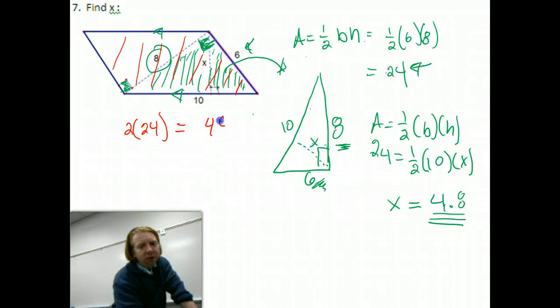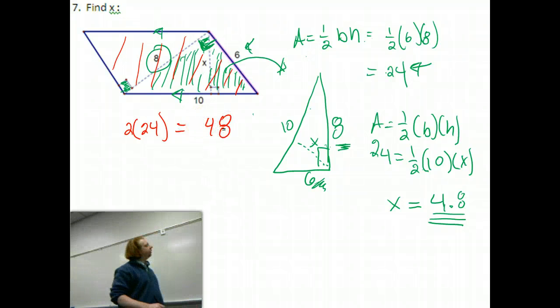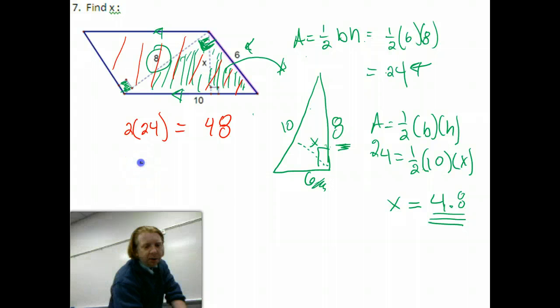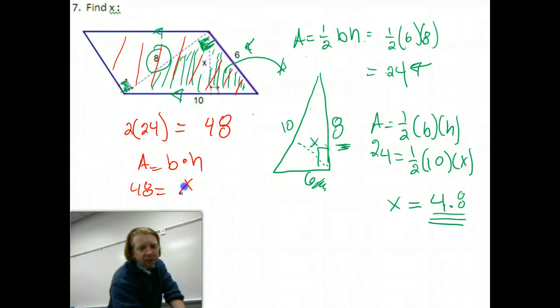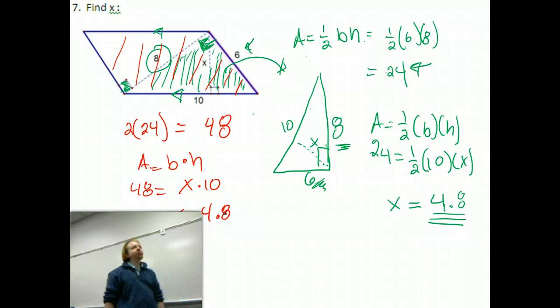Exactly. Once you have the whole area is 48, you say, oh, well, I know the area of a parallelogram is base times height. So that means 48 must be x times 10. x is 4.8. Ooh, okay. Why did you not use the Pythagorean theorem to find x?